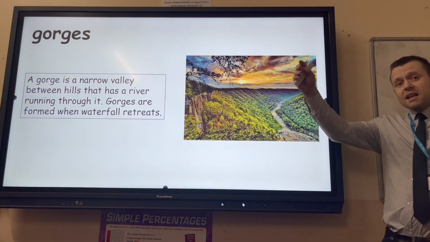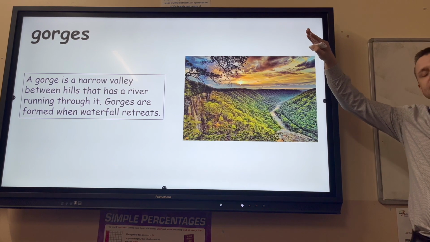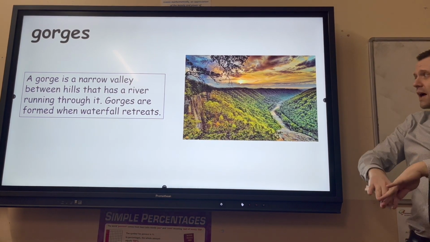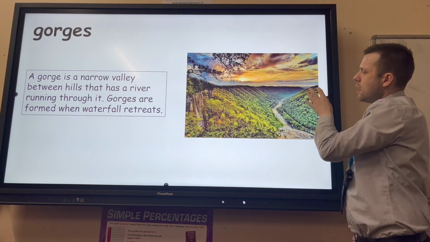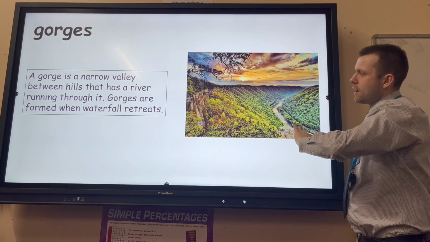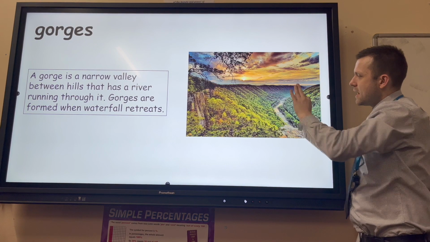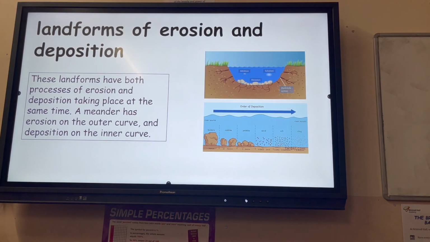Gorges are basically steep river valleys that have been cut out by vertical erosion. You will also have had some weathering and mass movement helping the formation of gorges, hence these steep valley sides.